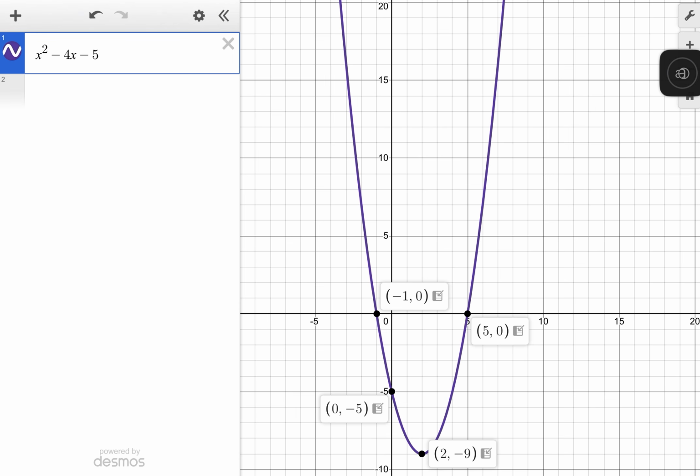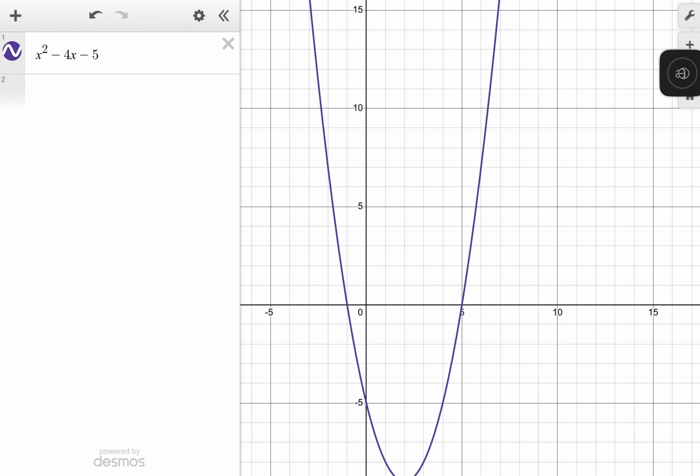That's all. So now, for a parabola, it is also possible that it never touches the x-axis. There might never be intercepts. But again, if that is true, then the problem probably will account for it. And once again, you can just use Desmos.